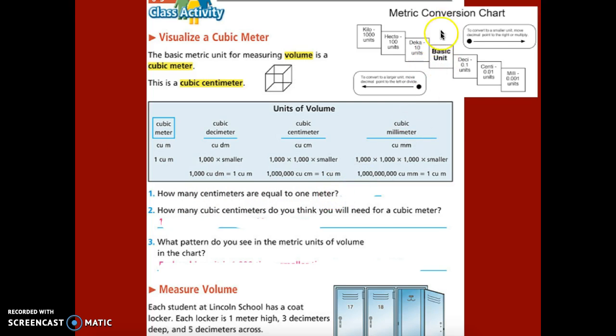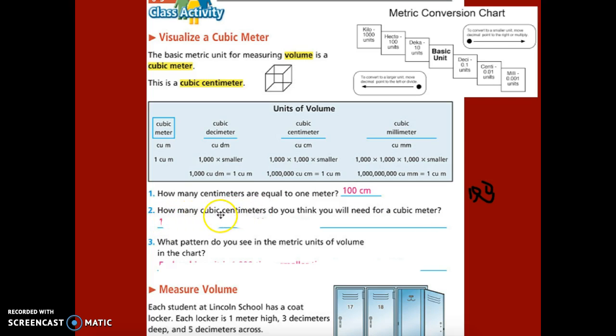So how many centimeters are equal to 1 meter? We'll pretend this is our 1 meter again, and we're going to centimeters. So we count our steps: 1, 2 steps. I'd write my 1 meter, and then I go my 2 steps, which gives me 2 zeros, which gives me 100. So there are 100 centimeters in 1 meter.